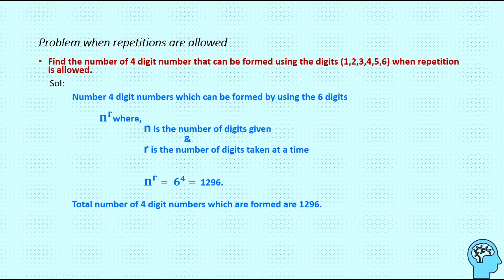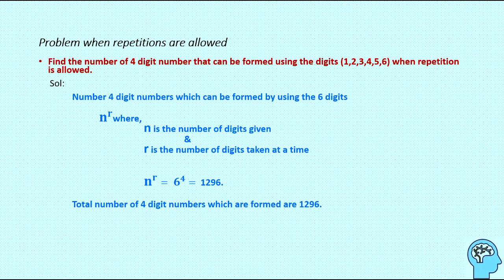Let's look at an example problem when repetitions are allowed. Let me read out the problem statement to you. Find the number of 4-digit numbers that can be formed using the digits 1, 2, 3, 4, 5 and 6 when repetition is allowed. Let's look at the solution.